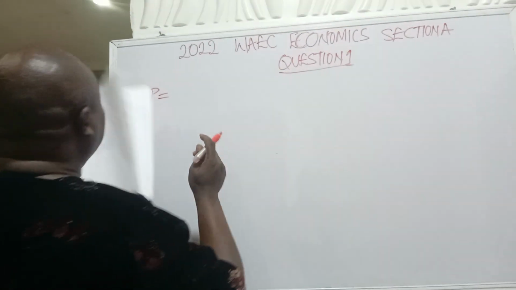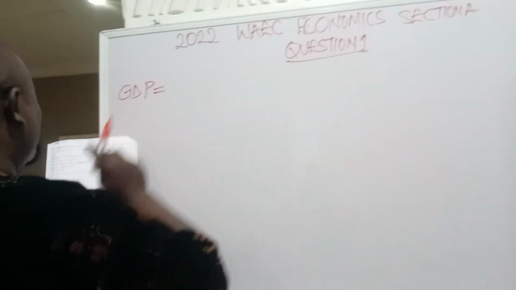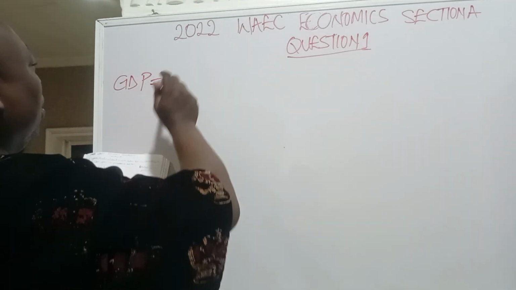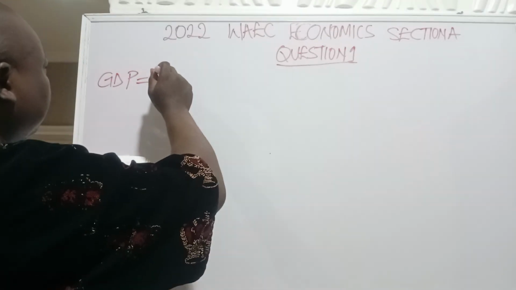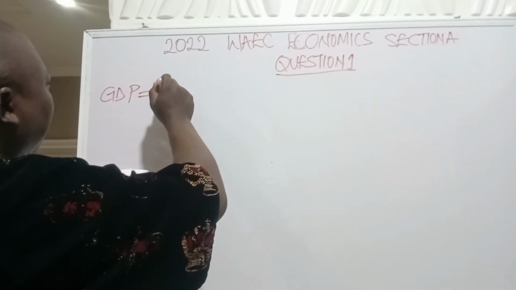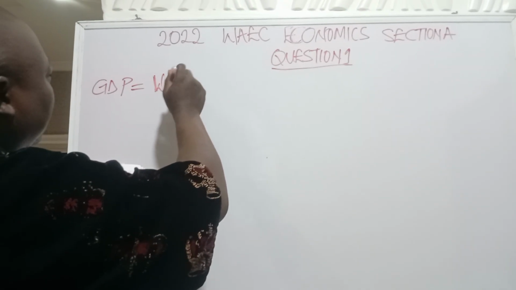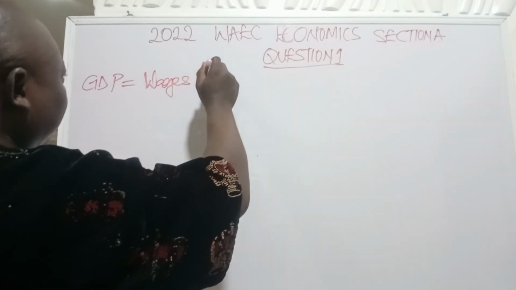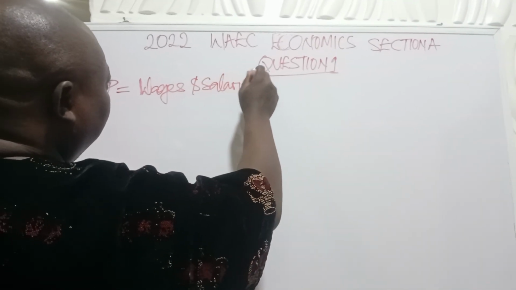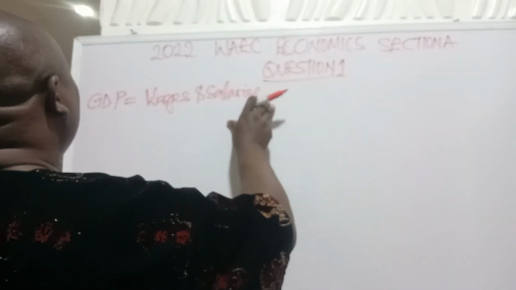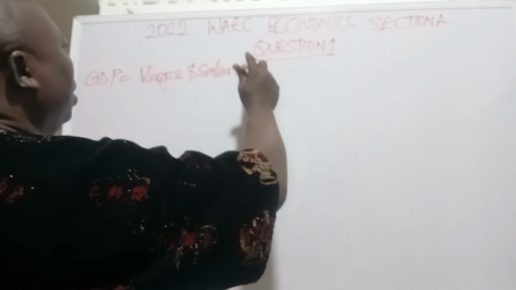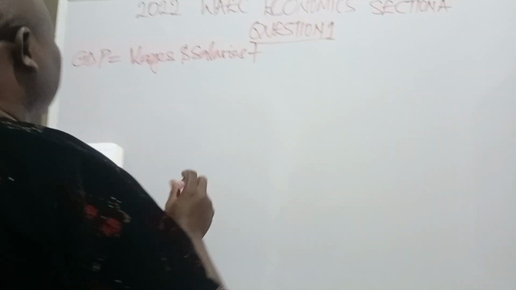Let's just look at the question. We don't have all the time. So you consider the rewards of the factors of production. We have wages and salaries. How much is that? 250 million. Let's write out the figures first. These are the items you need to consider when calculating gross domestic product.